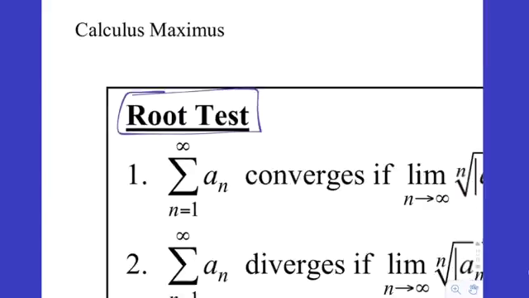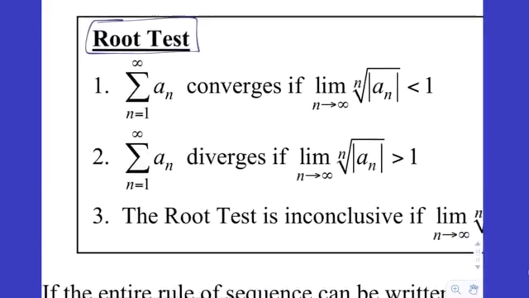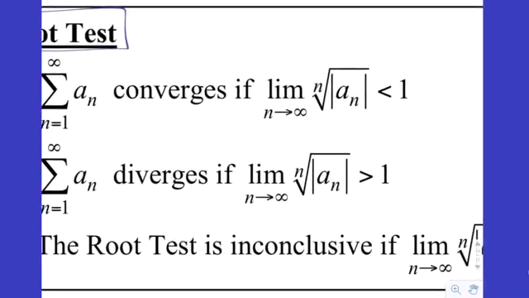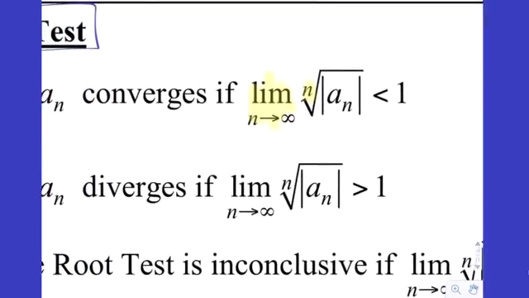Okay, so the last test is called the root test. And it's very, very similar to the ratio test because it starts with R. And it's also very similar in another respect. You're taking the limit as n goes to infinity, but this time you're not taking a ratio. You're taking the nth root of the absolute value of the rule of the sequence. That's why it's called the root test.